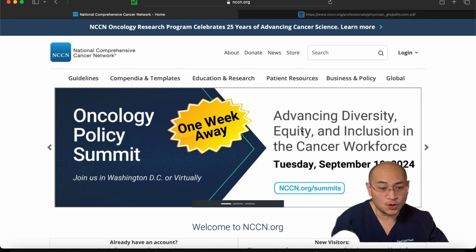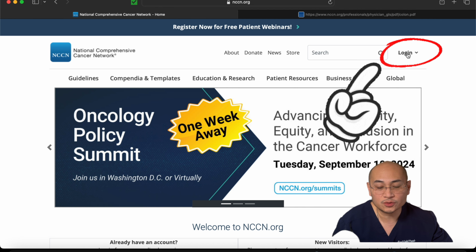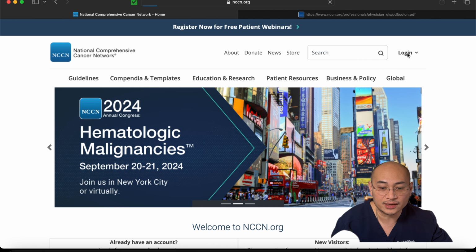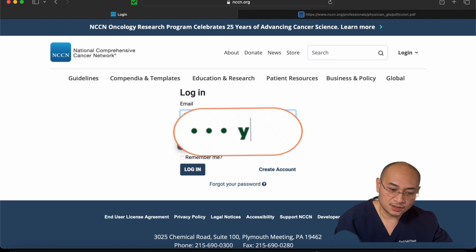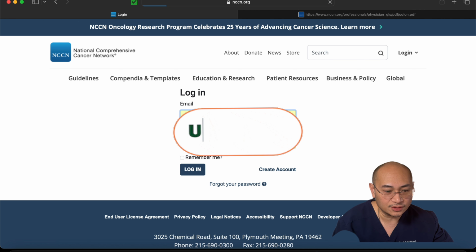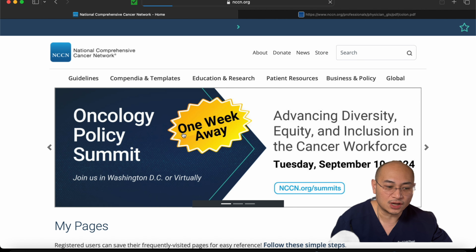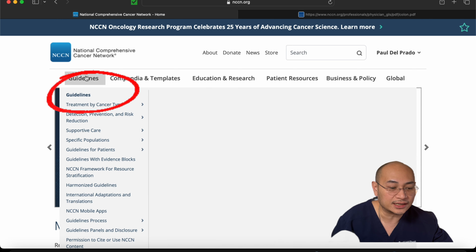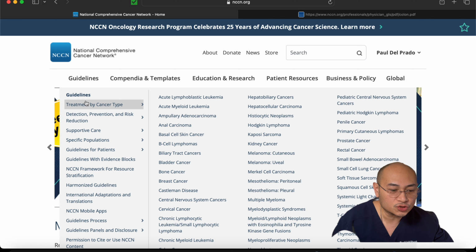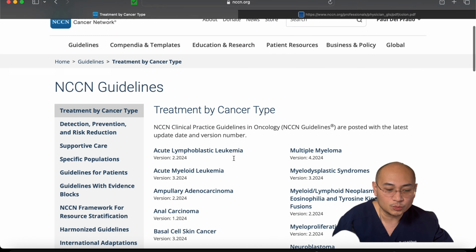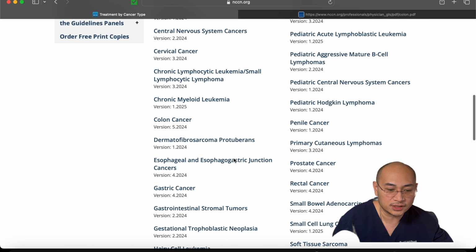So first of all, we type nccn.org. And then from there, on the right upper quadrant, you'll actually see a login. You want to make sure you create an account in this aspect. And once you've logged in, you'll find the word guidelines in the left upper quadrant, followed by treatment by cancer type. We're going to click that one and we're going to proceed with colon cancer.